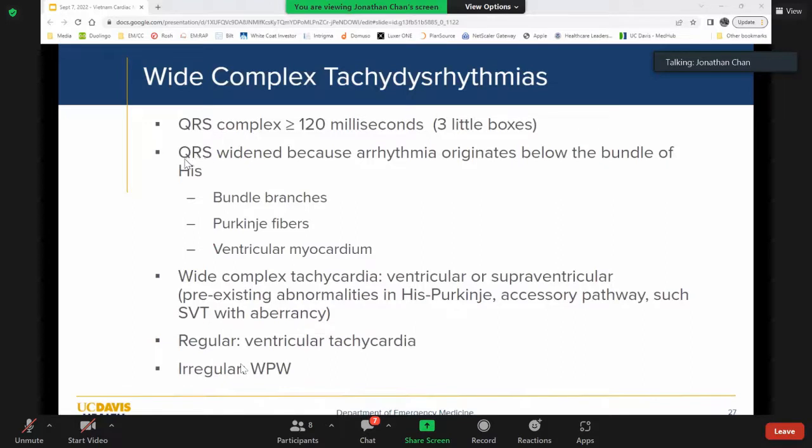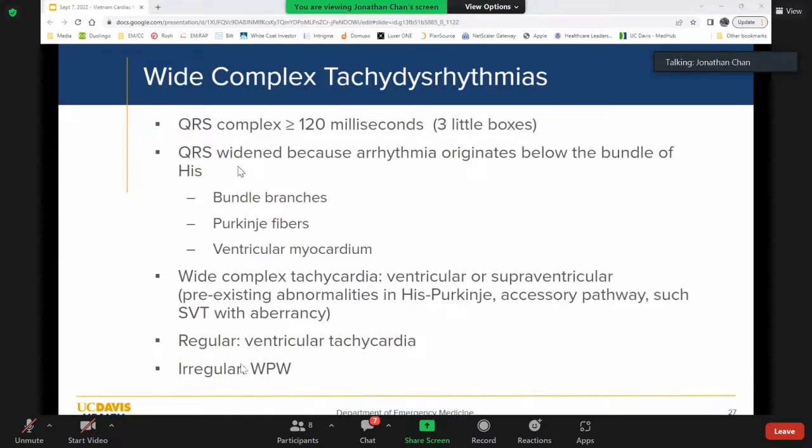The QRS is widened here because the arrhythmia, the rhythm problem, is starting below the bundle of His. Remember when we talked about the narrow complex tachycardias, the problem was above the ventricles, it was in the atria. That's why the QRS was normal, because the QRS is caused by the ventricles. But now that we have a problem with the ventricles, the QRS becomes longer because something is wrong with the ventricles. That means the arrhythmia is originating below the bundle of His, and that can come from the bundle branches, the Purkinje fibers, or the ventricular myocardium.